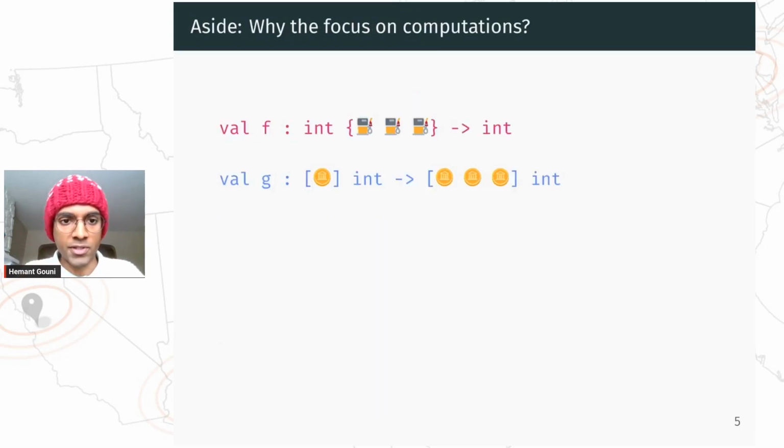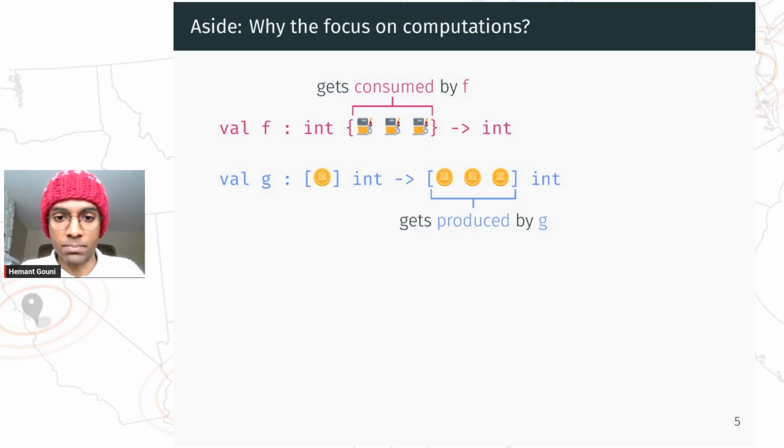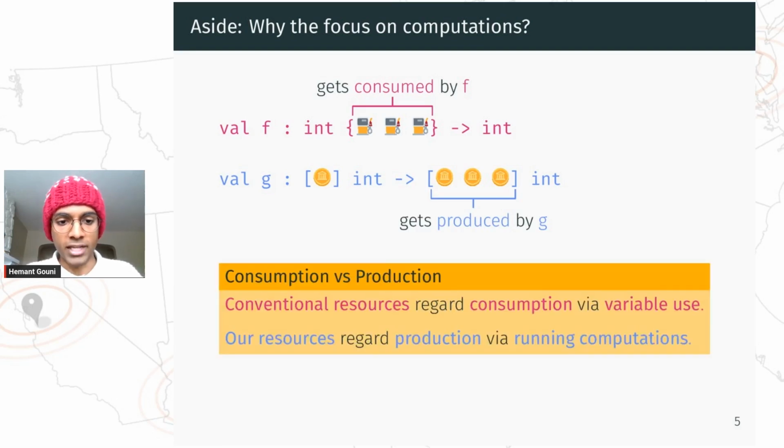Just to keep contrasting a bit here, the semantics of the field emojis is that they get consumed by the body of f, whereas the coin emojis get produced by the body of g. Conventional resources talk about memory and concurrency stuff, or resources by virtue of restricting the ways you can use variables or the ways you can consume variables. Our resource reasoning regime is really founded around producing resources, or thinking of resources as being produced by virtue of running computations. And this leads to a really nicely complementary set of things that you can talk about within this flipped resource reasoning regime.